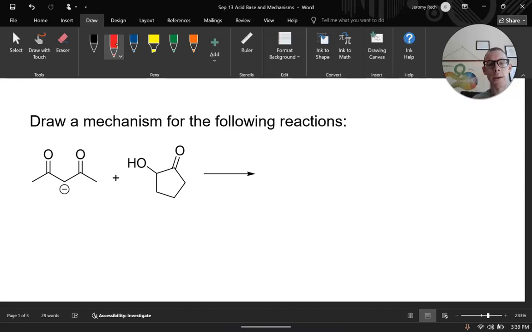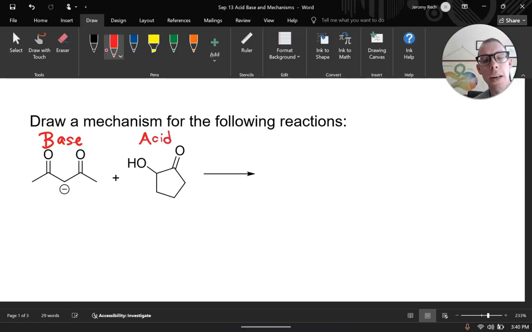So if we're looking here, one of the first things that I note is my first structure has a negative charge. That's going to be a carbanion, kind of in between our two ketones. And anytime I see a negative charge, that's an immediate hint that it is probably going to be a base. If this is going to be a base, then that means my other one is going to be my acid.